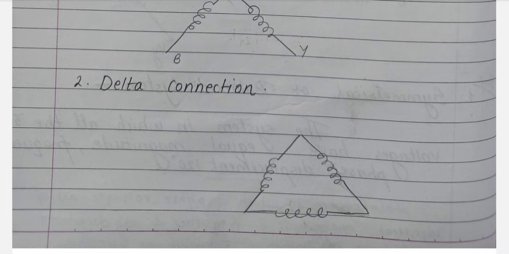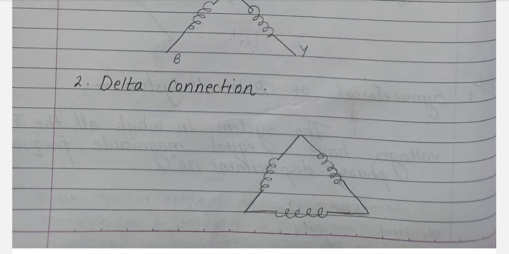You just have to mention that the end of one phase winding is connected to the start of the next, just like it's forming a triangle or delta pattern. So this is your delta connection. Okay, its symbol is again the Greek letter delta. And what I will tell you about advantages: it is suitable for loads without a neutral connection.